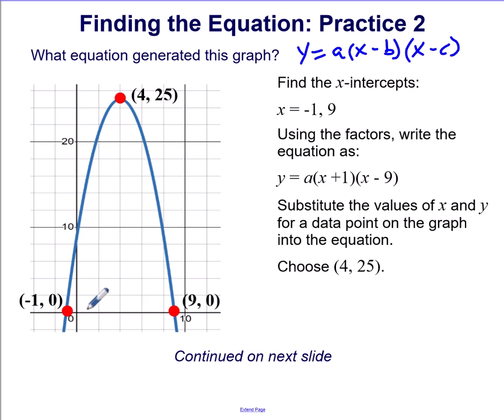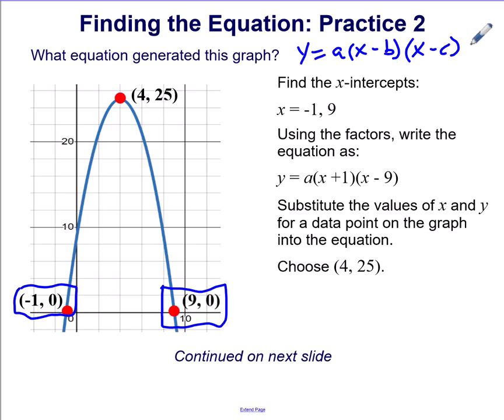So the x-intercept right here is halfway between 0 and -2, which makes this at -1, 0. Same thing for this x-intercept. This occurs at 9, 0. So knowing the x values, the x-intercepts are at -1, 0 and 9, 0. So x is equal to -1 and 9.